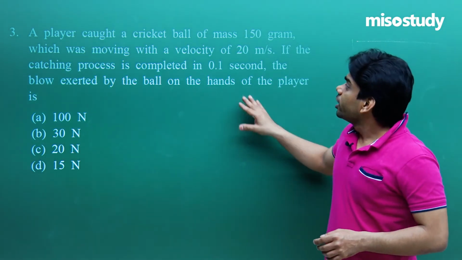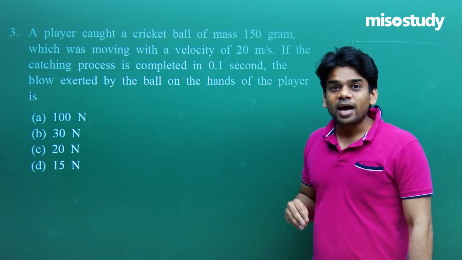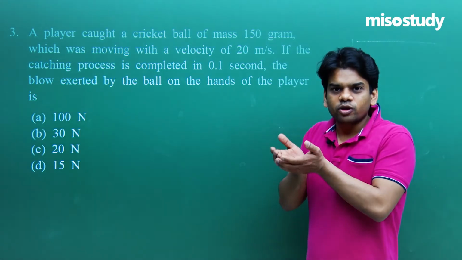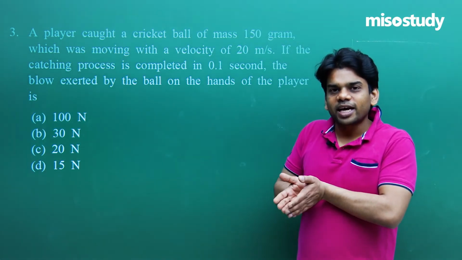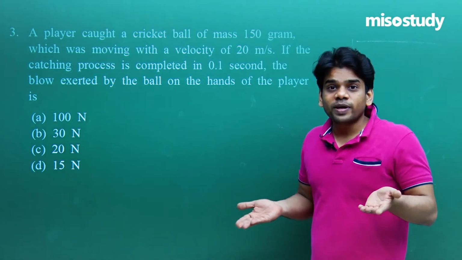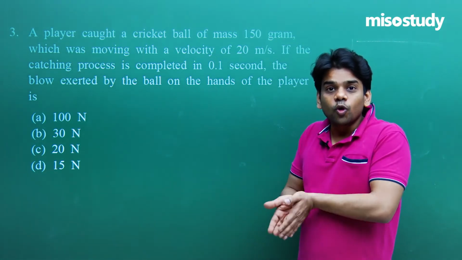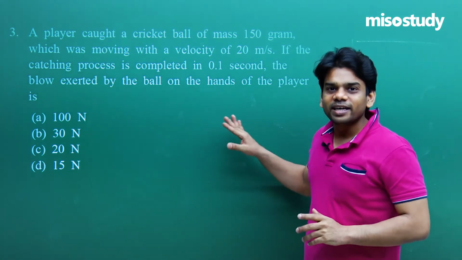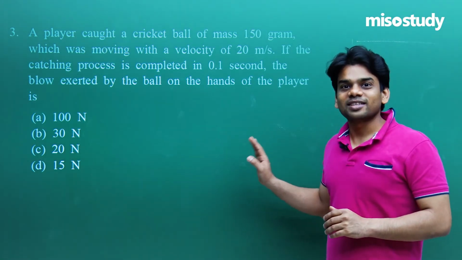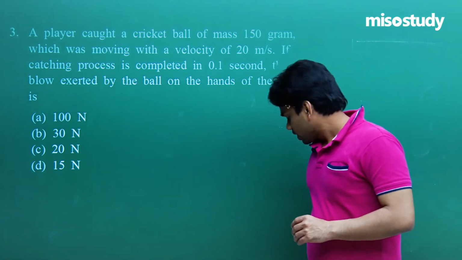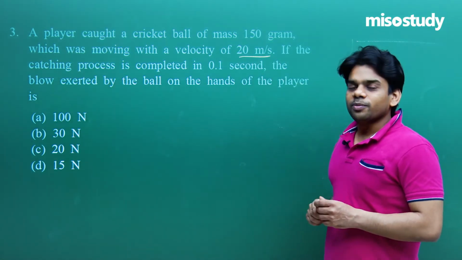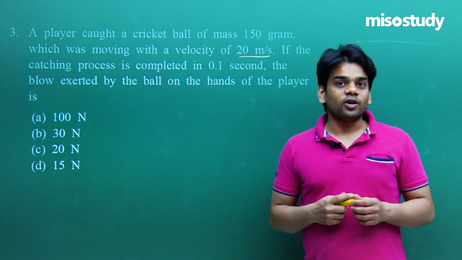Next thing, it's also given that time. So we will have one more idea. If time is less, while catching the ball, if the impact time is less, then more force will be exerted, or if impact time is more, then more force will be exerted on your hand. Then we will learn a very interesting thing also with this question, which I will discuss after solving the question. Let's go ahead. Now its velocity is 20 meter per second and final velocity is 0.